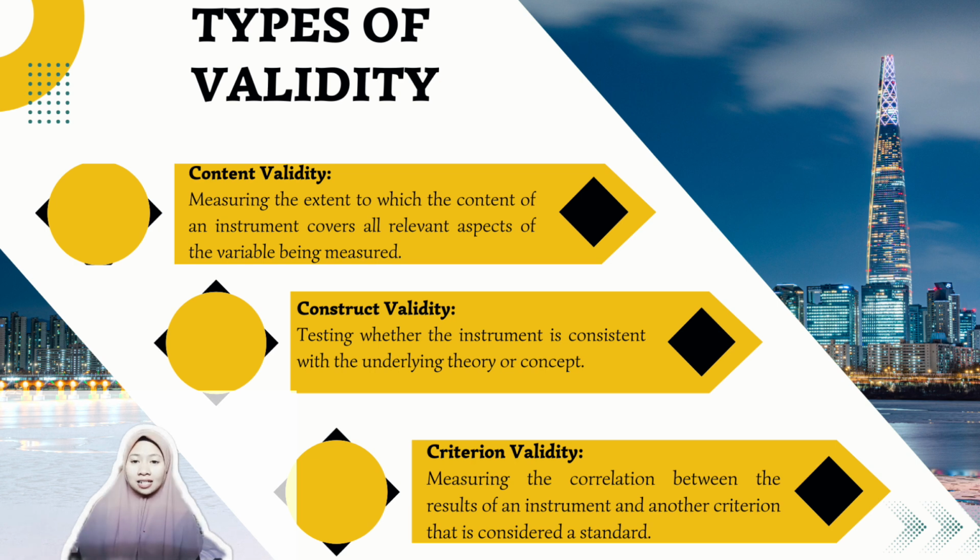Finally, criterion validity measures how well the results of the instrument relate to another criterion that is recognized as a standard. For example, if we are creating a new test to measure intelligence, we can compare the result of this test with those of an intelligence test that has been shown to be valid to see if there is a strong relationship between the two.